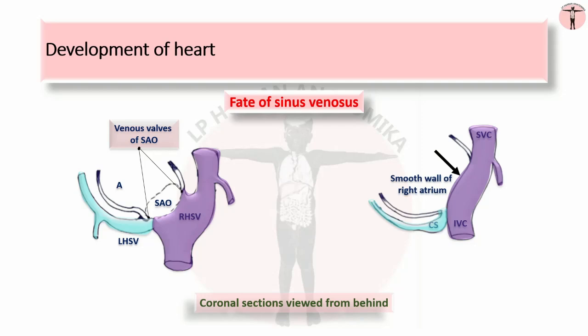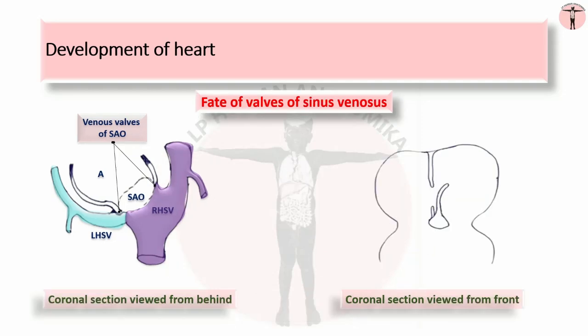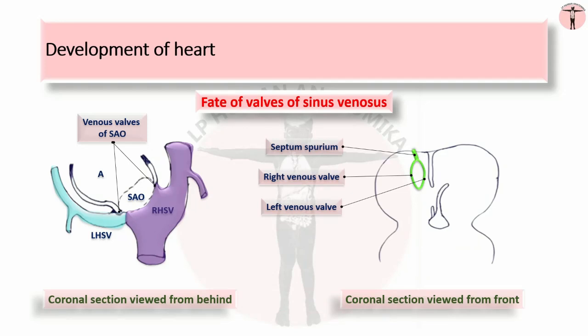The reduced part of the left horn of sinus venosus forms the oblique vein of the left atrium and the coronary sinus. Dorsocranially, the right and left venous valves fuse to form a ridge known as the septum spurium. We will discuss the fate of the valves later after discussing the formation of interatrial septum.